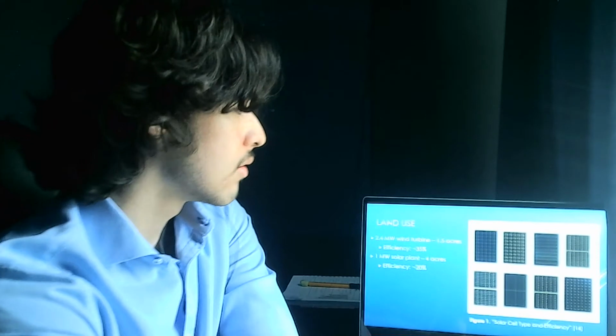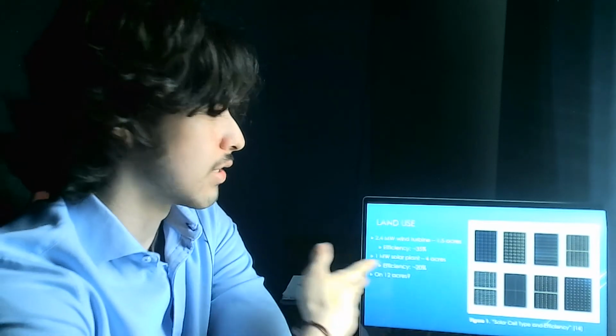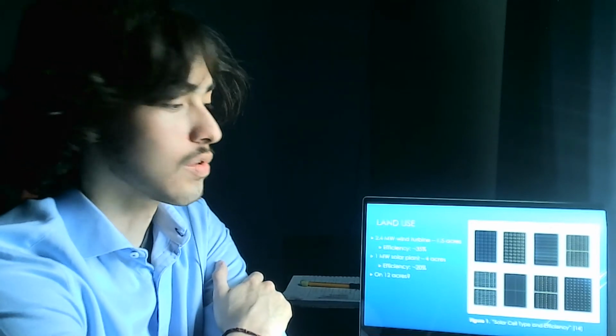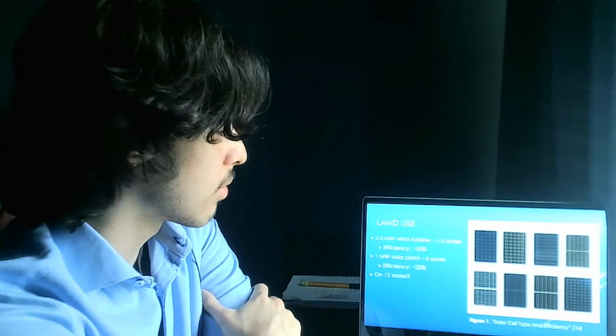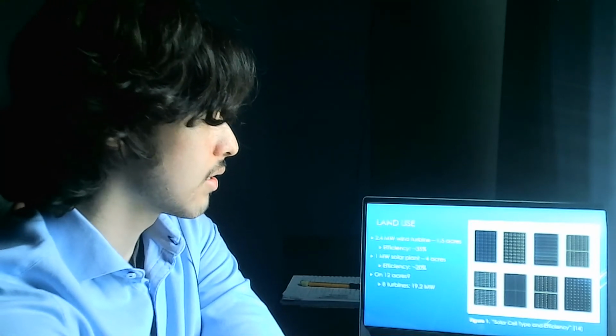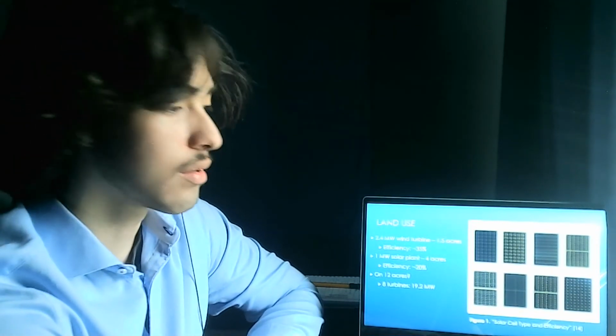And this figure shows some of the different types and their efficiencies, average being around 20, highest being mid-20s. And both of these efficiencies are the average ones. Wind can reach about 50 to 60 if the best technology is used. But on 12 acres, 8 wind turbines can fit to produce 19.2 megawatts, and 3 1 megawatt solar farms fit to produce 3 megawatts.